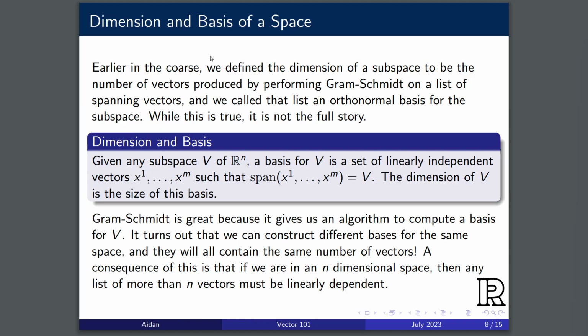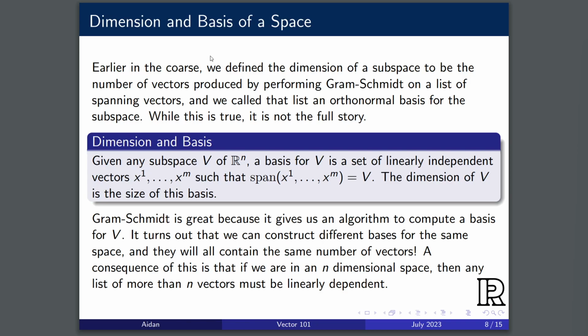There's a remarkable theorem that I will not prove, which states that if you take any 2 bases of the same space, they must be the same size. So that definition of the dimension actually makes sense. And all Gram-Schmidt is doing is producing for you a very nice basis from an initial set of spanning vectors. Oftentimes you really want that nicest basis, which is what Gram-Schmidt gives you.